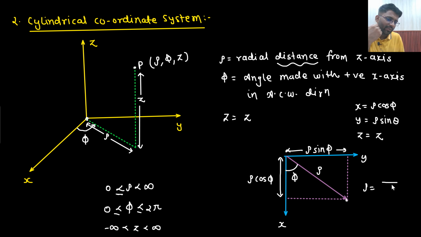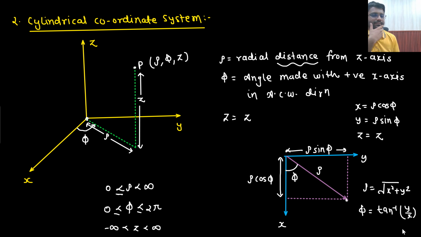Can you find the value of rho here? Yes sir, rho comes out to be the square root of x squared plus y squared. What is the value of phi? Here we are not even introducing theta. The value of phi is tan inverse of y by x. Is that clear to you?